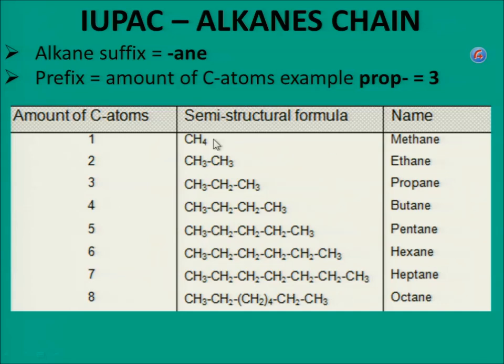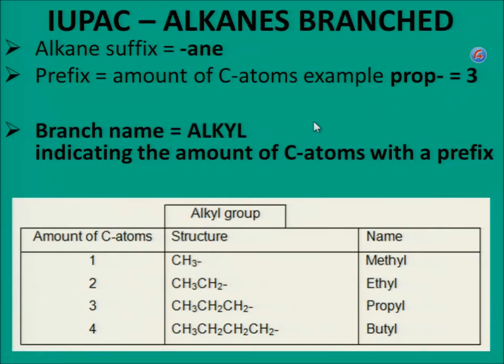And here's your table for learning which prefix is used for how many carbon atoms. Methane, 1 carbon. Pentane, 5 carbons. Octane, 8 carbons, and so forth. You can also have a branched alkane, which means you have an alkyl substituent. This is indicated with the same prefix as before, but now it is methyl for 1, ethyl for 2, propyl, butyl.